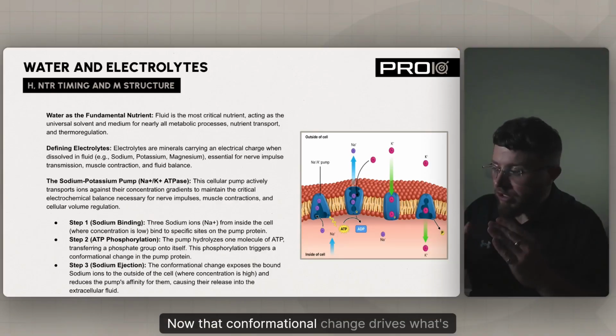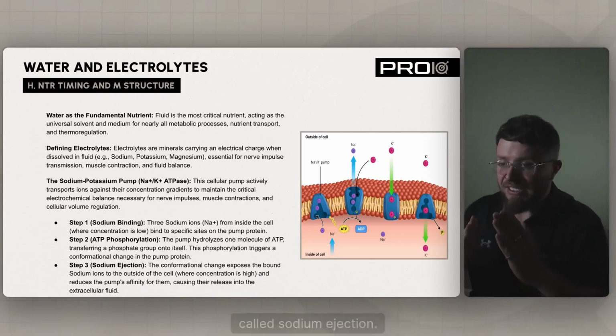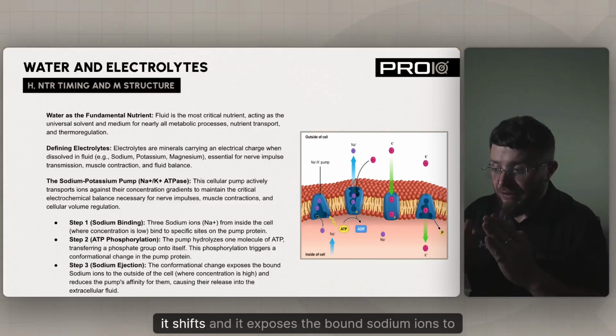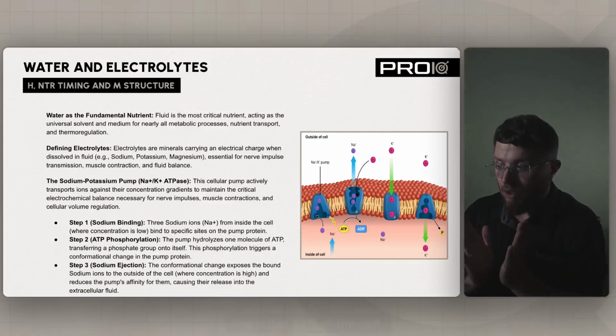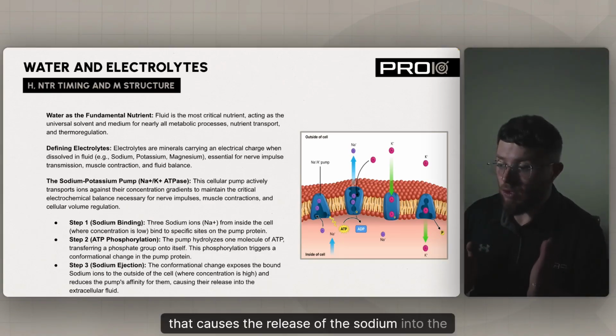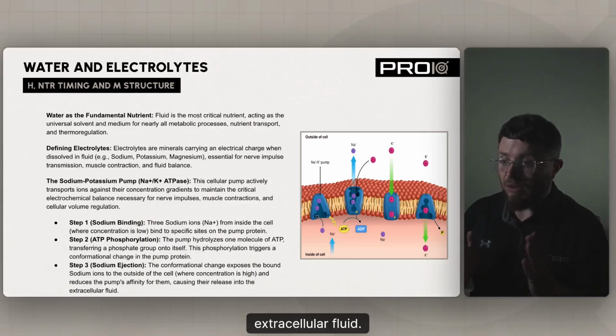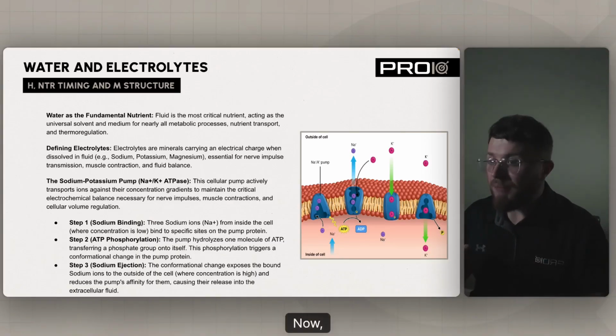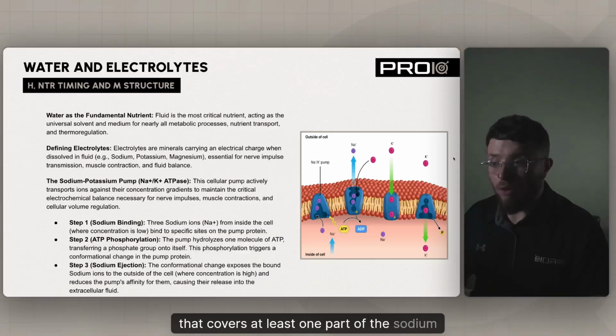Now, that conformational change drives what's called sodium ejection. That sodium that's made its way into and attached on the pump protein, it shifts and it exposes the bound sodium ions to the outer part of the cell, right? And that's where concentration is higher. Right? That causes the release of the sodium into the extracellular fluid. So sodium has made its way from inside of the cell to outside of the cell. Now, that covers at least one part of the sodium aspect.